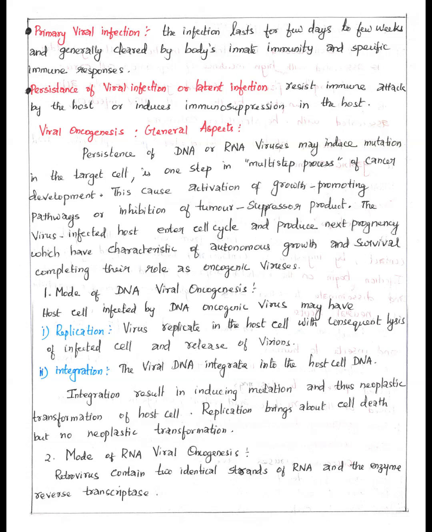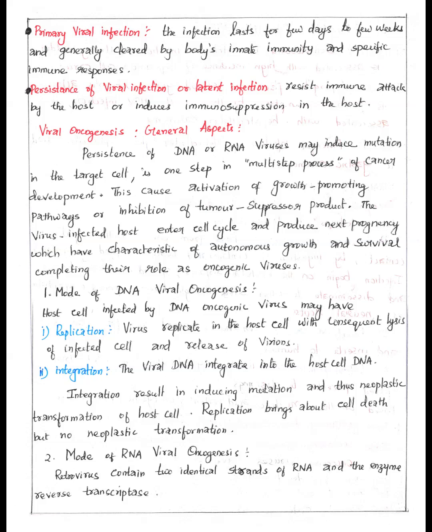DNA viral oncogenesis may undergo replication or integration. The virus replicates or multiplies in the host cell by lysis or breakage of infected cells and releases virions. Then, the viral DNA integrates into host cell DNA. Replication brings cell death but no neoplastic transformation. Integration results in mutation and transforms the host cell into a neoplastic cell.